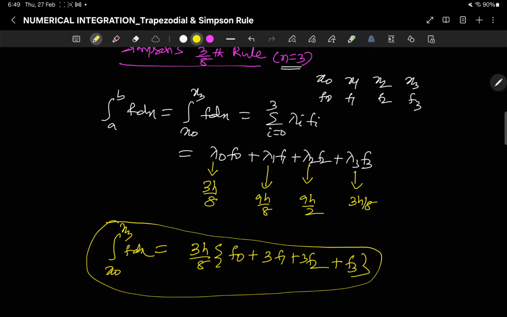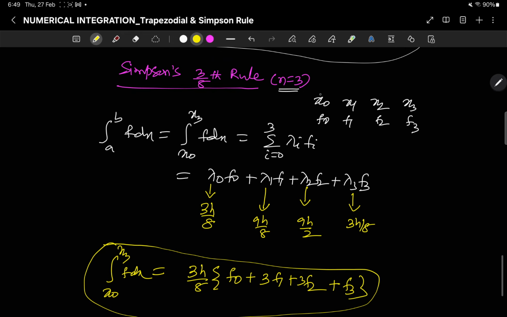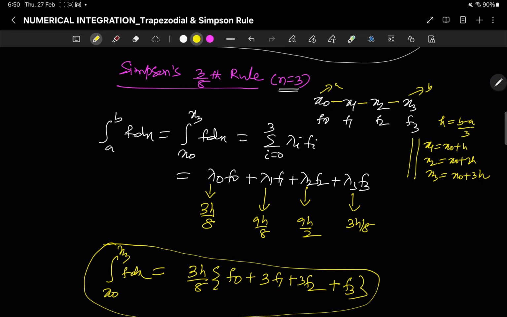Okay, if you want to view it in terms of a and b, this is your a and this is your b. So this is h, this is h, and this is h. So h is equal to (b minus a) by 3. Accordingly, x1 is equal to x0 plus h, x2 will be x0 plus 2h, and x3 will be x0 plus 3h. Accordingly, we can write the formula in terms of a and b, but we don't need it.